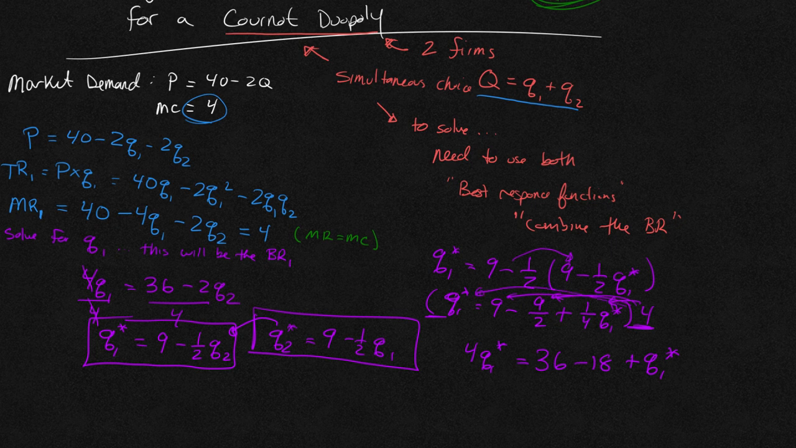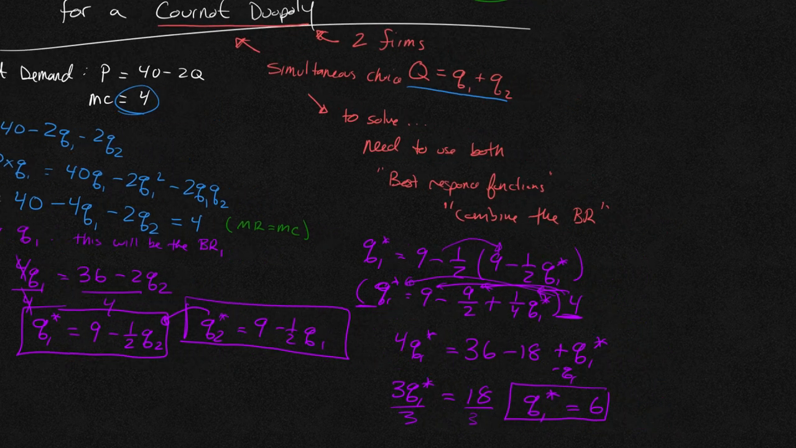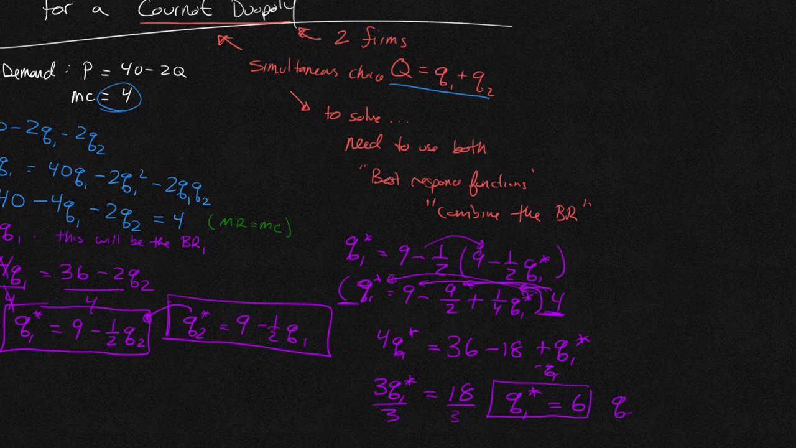Now, again, if your algebra is a little shaky, pause the video, make sure you can get back to this type of stuff. Simplifying this by subtracting the Q1 from both sides, we're going to get 3 Q1 star equals 36 minus 18 is 18. And then if I divide both sides by 3, I'm going to get Q1 star is going to equal 6. Again, this is a simultaneous game, so I know Q2 star is then going to equal 6. And thus, big Q market quantity is going to equal 12.